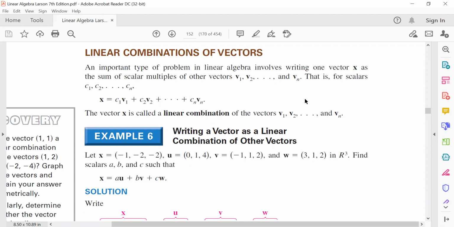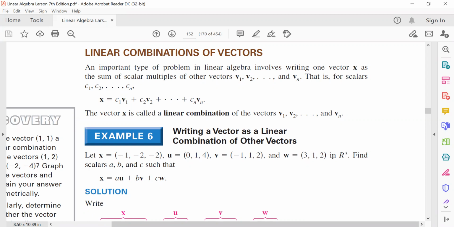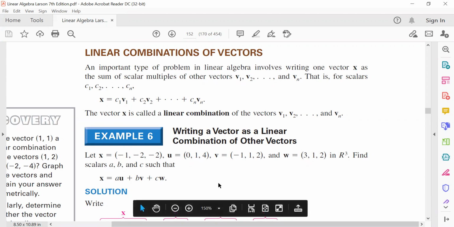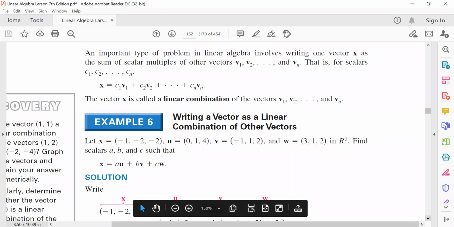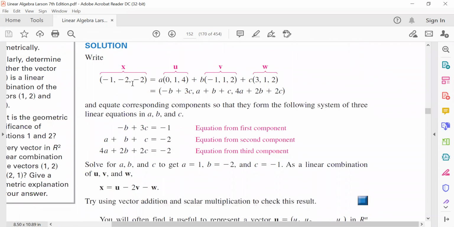So a linear combination of vectors, well, let's just look at an example. So x is this vector here, u is this one there, v is that one there, w is that one there. So we want to express x as a linear combination of u, v, and w. That's an interesting problem. So what are we going to do? Well, let's work it out here. x is that vector right there. So I want a times u, b times v, c times w.